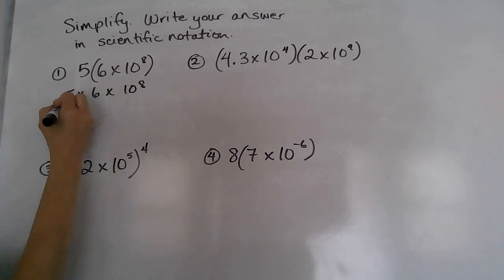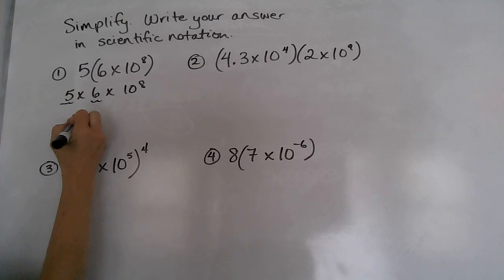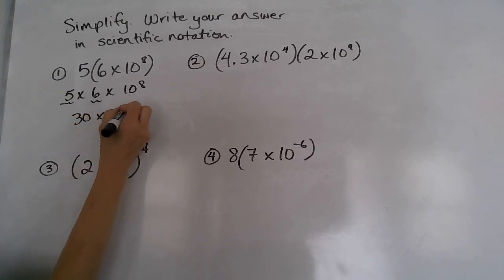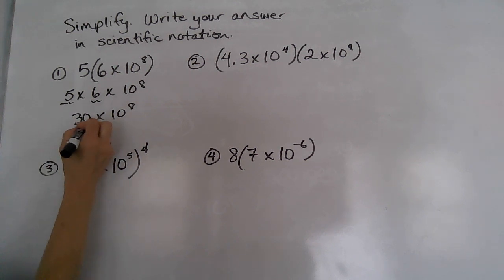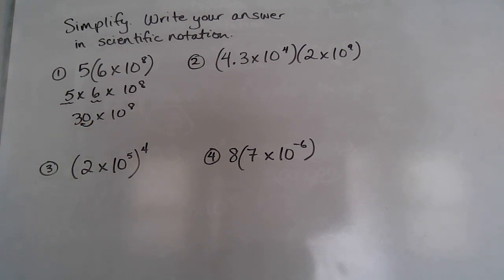And 5 times 6 we can go ahead and do, which is 30, which gives us 30 times 10 to the 8th, except this is not in scientific notation. We need to move the decimal from right here to right here because we can only have one digit to the left of the decimal when we're in scientific notation. Because we're moving one place value, we need to change our exponent by 1. It's either going to move down to a 7 or move up to a 9.